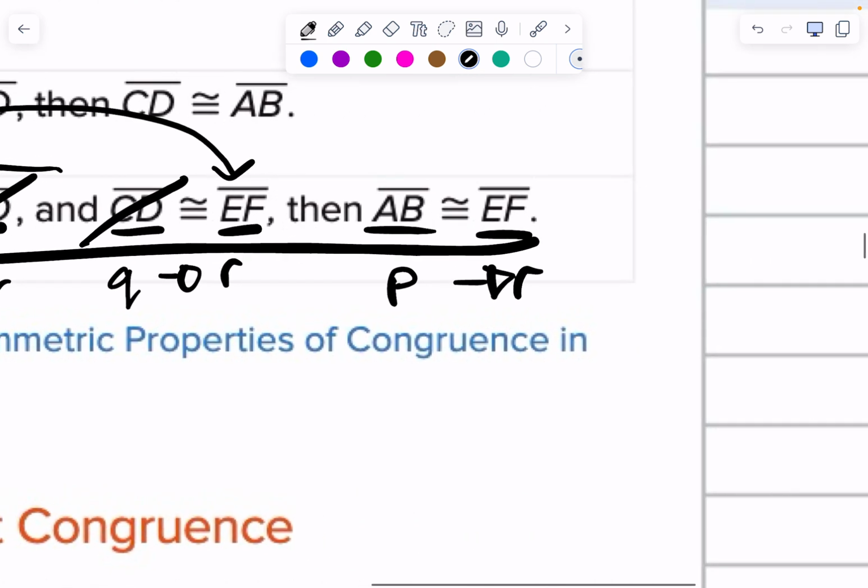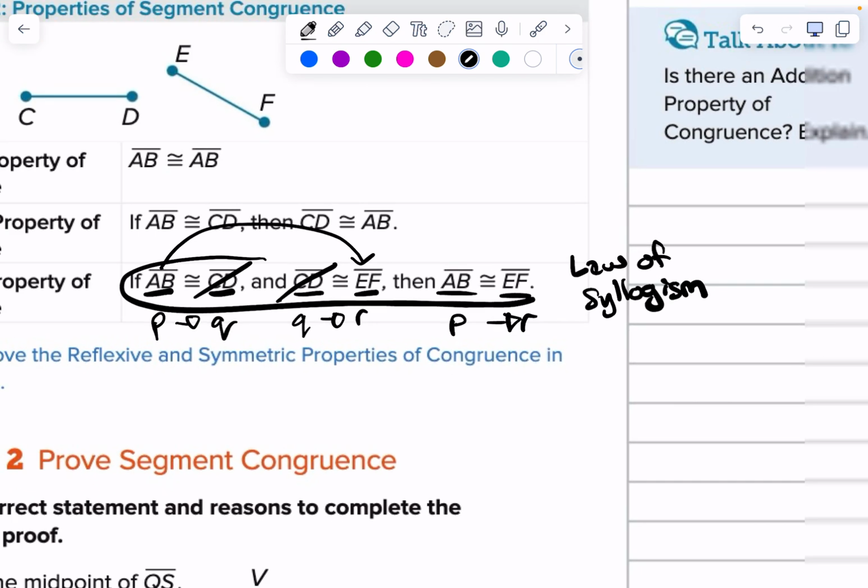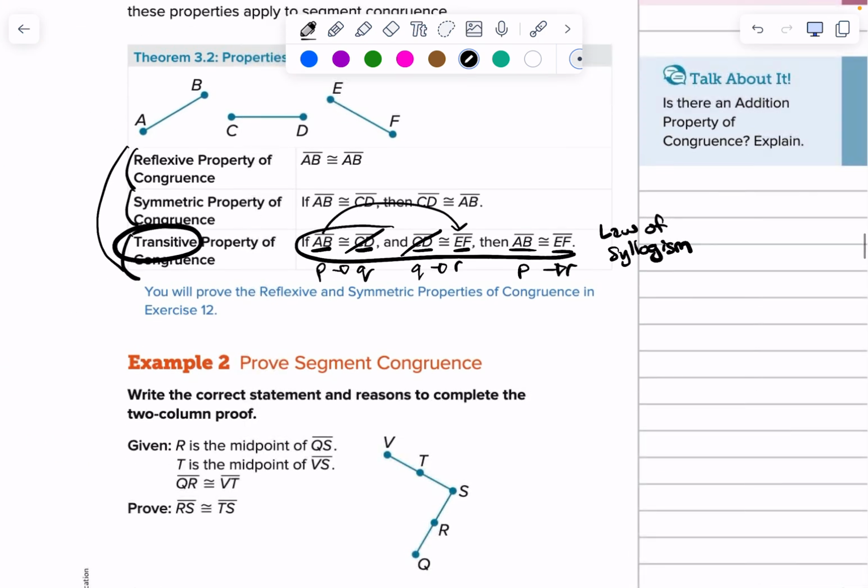It's the law of syllogism. Okay, but what is it called here? The transitive property. Those are essentially the same thing. It's the same pattern. Law of syllogism for statements is the same as the transitive property. Got it? Like Trevin is younger than Owen, Owen is younger than Wyatt, so Trevin is younger than Wyatt. That's how that transitive property works.